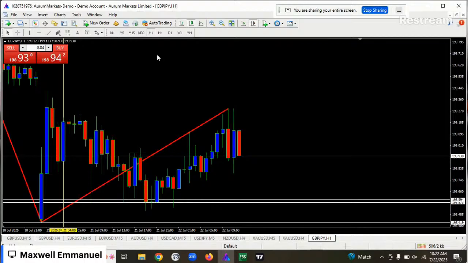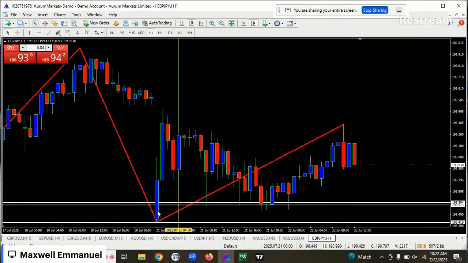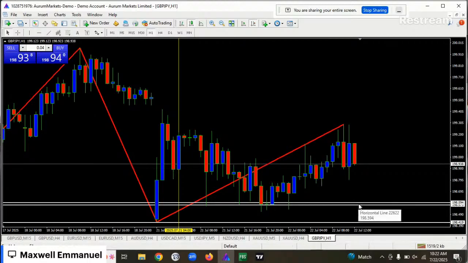Let's go back to 1 hour. So you can see price pulled back to this fair value gap, filled that fair value gap, and you can see several times price tested that fair value gap. Can you see this? So probably price might want to come and retest this fair value gap before going bullish. So this is a buy setup on GJ.